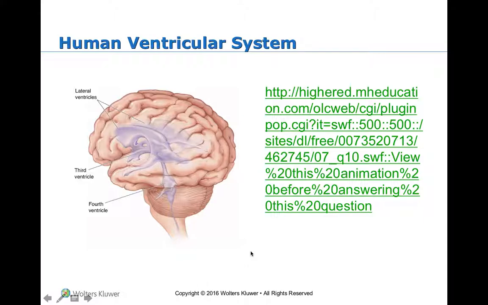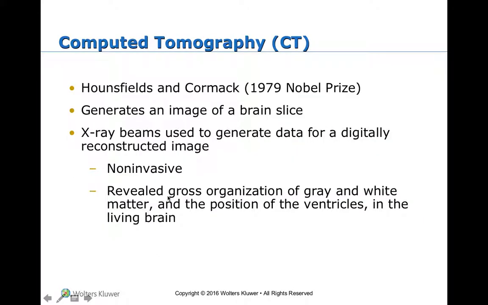But this demonstration just shows the way of cerebral spinal fluid flowing throughout the ventricular system. Here are the ventricles that lie within the brain. You have the lateral ventricles, the third ventricle, and the fourth ventricle. And as we get into the development of the nervous system, we'll talk a little bit more about where each of these are in regards to landmarks for other brain structures.